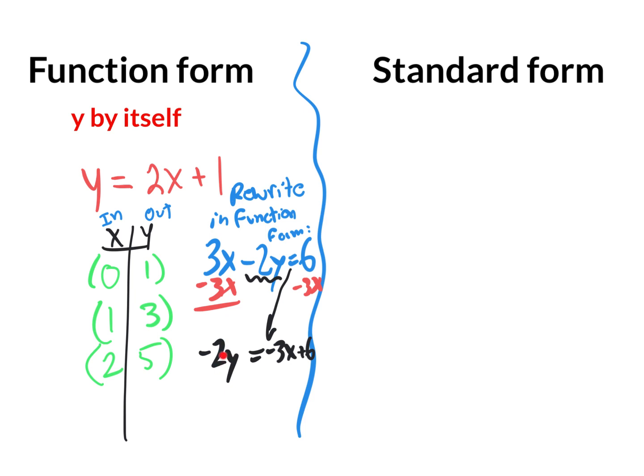And it's almost in function form. All I need to do is get rid of the multiplication of negative 2 right in front of the y. And how do you get rid of the multiplication of 2? You divide by that same value, negative 2 in this case. So divide everything by negative 2, and you will end up with your function form equation. y equals, a negative divided by a negative is a positive.